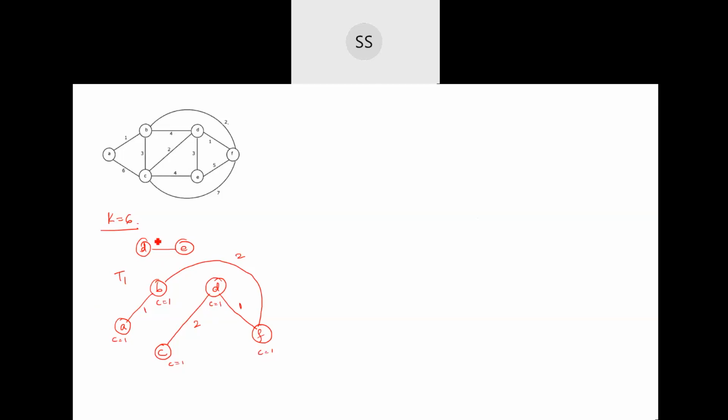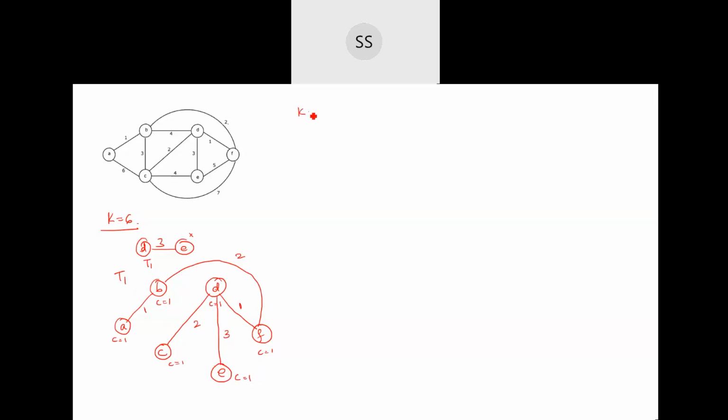Now we have DE. The weight of DE is said to be 3. So I'll check: D belongs to the tree T1 and E doesn't belong to any tree. In that case, what will I do? I'll include the vertex E along with this edge in the tree T1. I'll modify my T1 by including the vertex E and I'll draw this particular edge. The value is set to be 3 and I'll assign the component value. For all of them the component value is 1 in tree 1. So I've given it as C equal to 1.